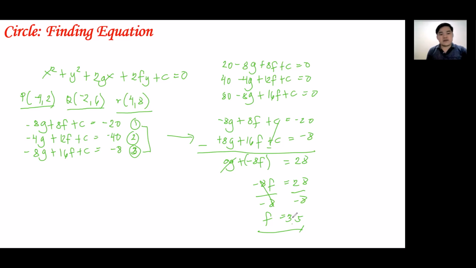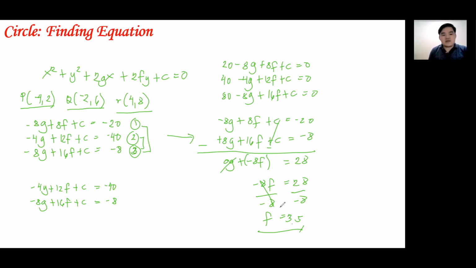Next, we're going to get equation number 2 and equation number 3. So equation number 2 is negative 4G plus 12F plus C is equal to negative 40. Equation number 3 is negative 8G plus 16F plus C is equal to negative 40. Okay, so what do we need to do next? Sorry, I think this one is not negative 40, it's negative 8.